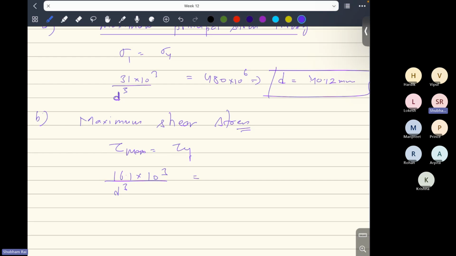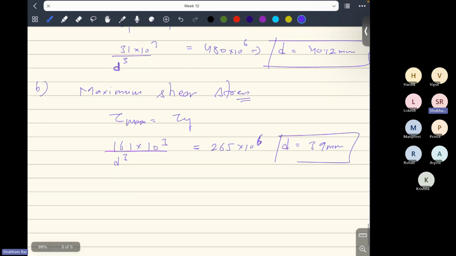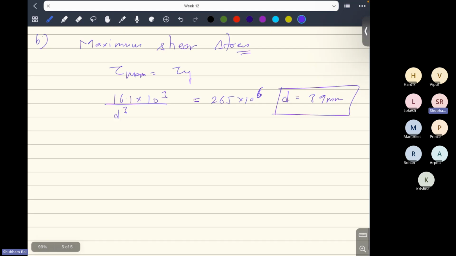These answers may not be exact, but you should get somewhere around these values, like plus minus 5 or plus minus 2, plus minus 3, like that. So it was 265 into 10 to the power 6. So you should get diameter here from maximum shear stress theory to be somewhere around 39 mm. Okay. And then you have distortion energy theory.